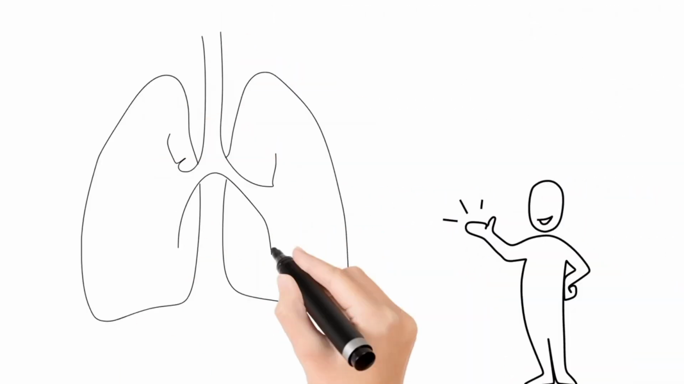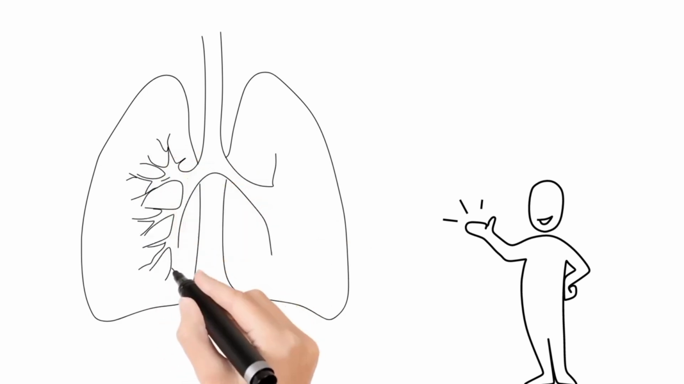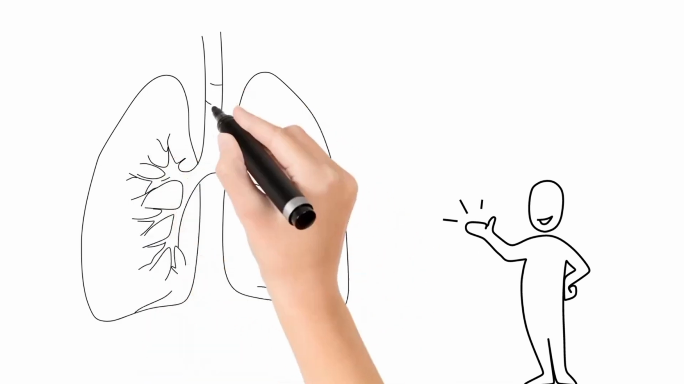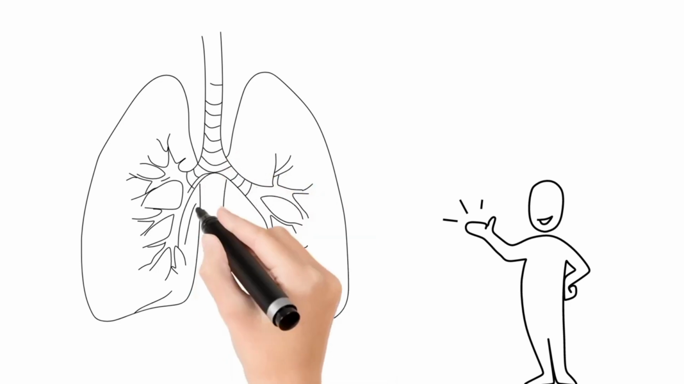Lungs are the vital organs present in the thoracic cavity. There are 33 incomplete C-shaped hyaline cartilage rings present in trachea.